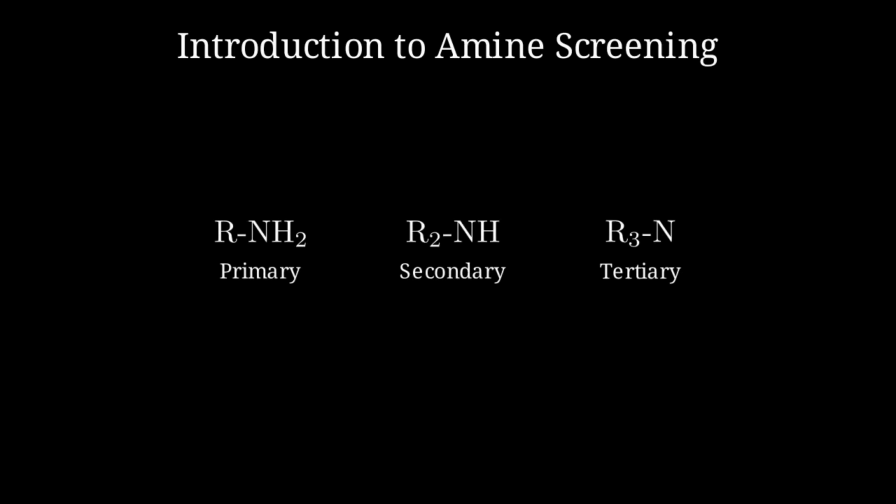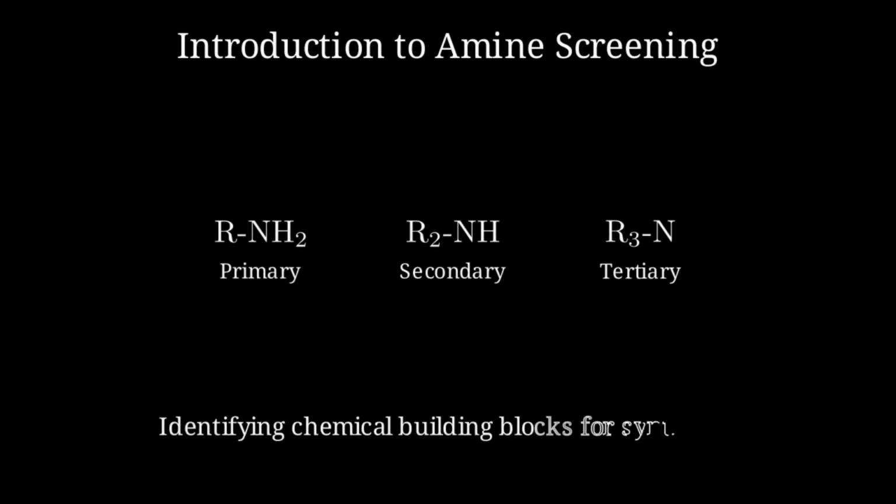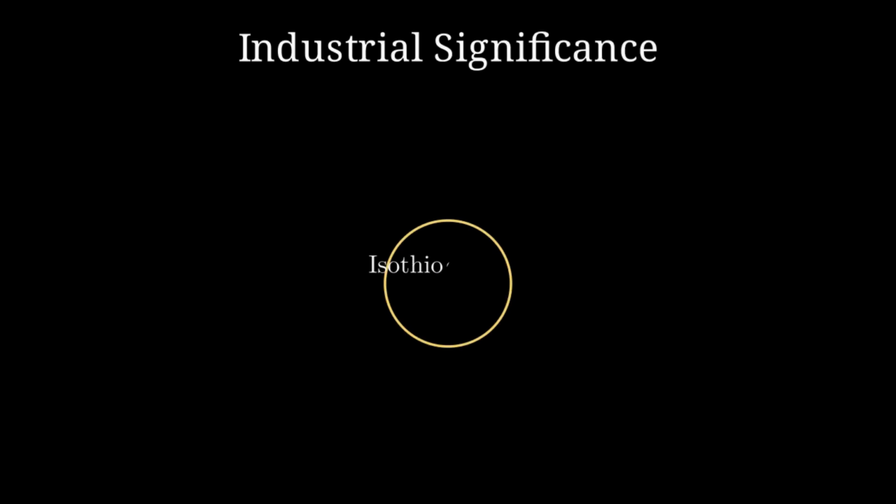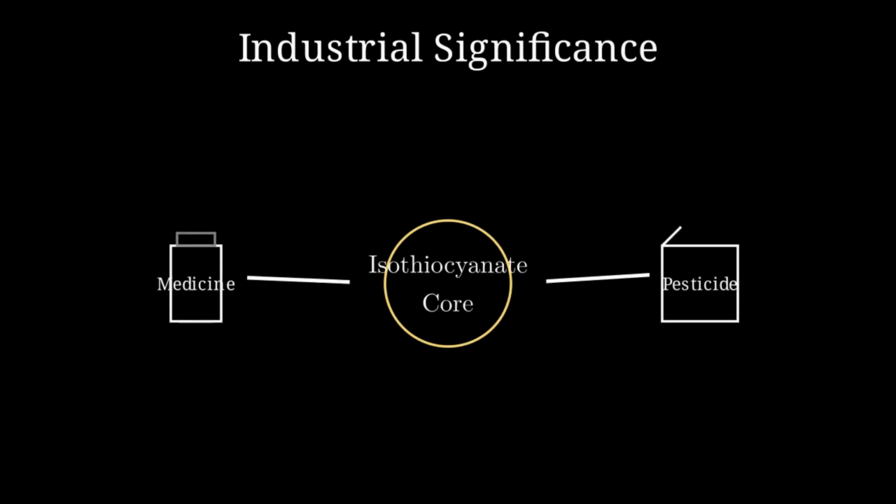Chemical screening is the process of identifying specific amine groups within a sample. Amines are organic compounds derived from ammonia, and their classification determines how they will react during the synthesis of more complex molecules like isothiocyanates. Understanding amine reactivity is crucial for the pharmaceutical industry.